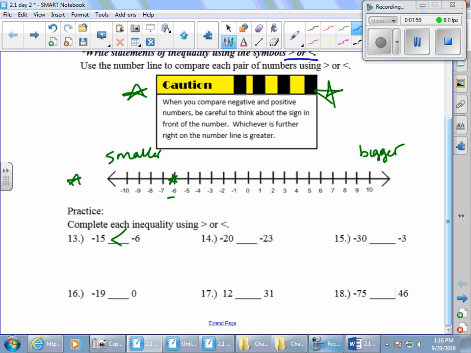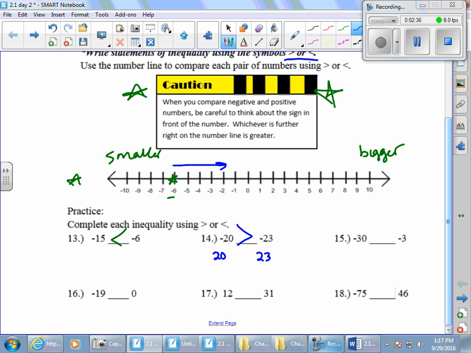Okay, negative 20 and negative 23. The key here is to remember the one that's closest to 0 is going to be, when it's a negative, bigger. So if you think about it, this is 20 and 23. Okay, 20 is the closest to 0. So on a negative, closer to 0 means it's further to the right, which means it's going to be bigger. So negative 20 is bigger.